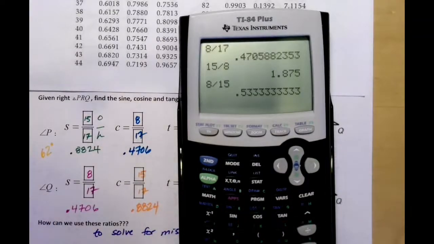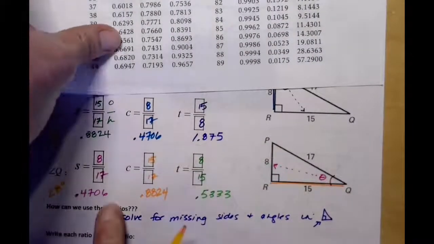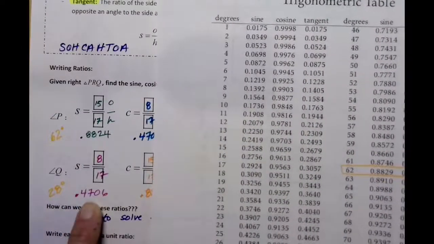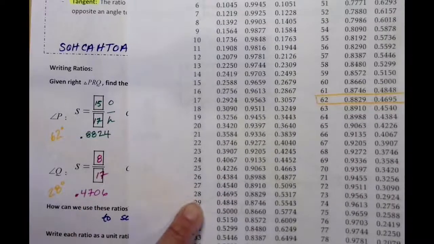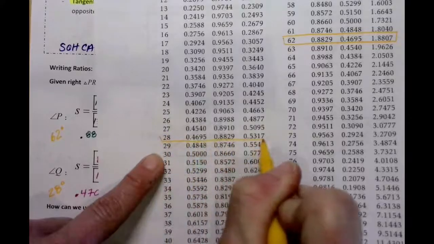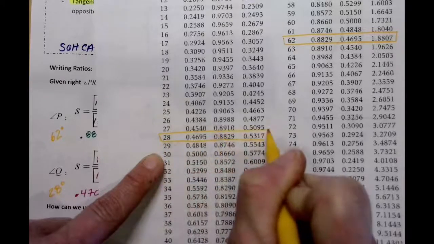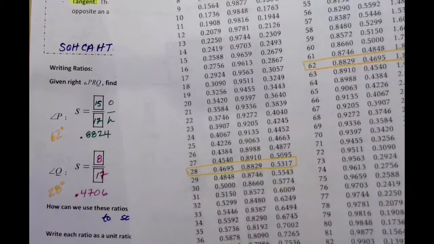Two ways I can find Q. I can subtract 62 from 90, and I can say, okay, angle Q is a 28-degree angle, or I can find a sine of 0.47, and there's my value for my sine. So I know that the sine and cosine values are going to help me find, and these ratios are going to help me find these angles.